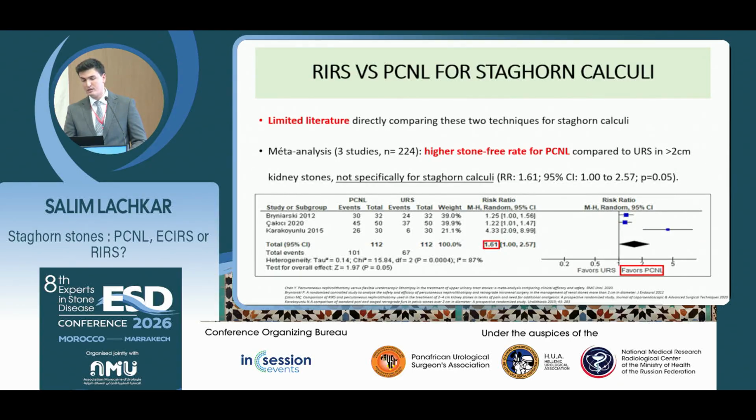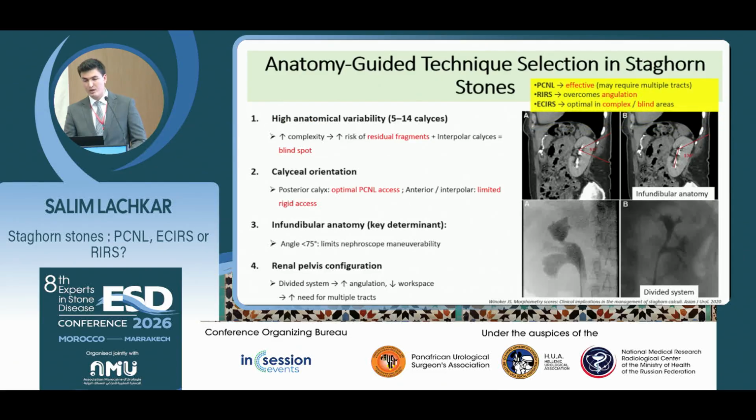There is very limited literature that compares front-to-front percutaneous technique and ureteroscopy, and of course it was expected that the percutaneous technique would have a higher stone-free rate, with a risk ratio of 1.6. Before choosing the best technique, we have to keep in mind that it is not only the stone volume, there is also the architecture of the kidney, and we have to consider characteristics like the calyceal orientation, infundibular anatomy, and the configuration of the renal pelvis. If you have a very important angle, maybe ureteroscopy will be better. If you have a very complex situation with blind areas, use the combined technique.